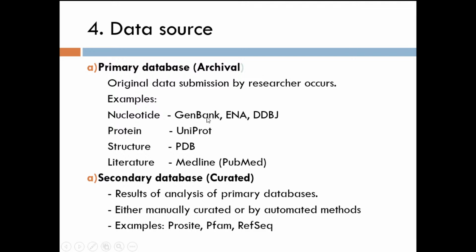You may ask the question to me, sir, why are there three databases, the nucleotide, the ENA, and the DDBJ? If all are nucleotide databases, then why can we not make only one database? Why maintain three databases? Suppose you are the researcher, you are in search of any particular gene. So you have to search three databases. You have to go on GenBank, the ENA, and the DDBJ.